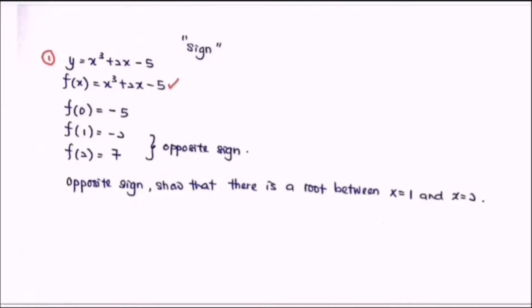For example, I substitute x equals to 0. With the help from the calculator, I have negative 5 for the value of y. Next, I substitute 1. Then we still have a negative value, followed by the third one, 2, where we have the value 7, which is a positive value. So notice that here we have opposite sign. This shows that there is a root between x equals to 1 and x equals to 2.